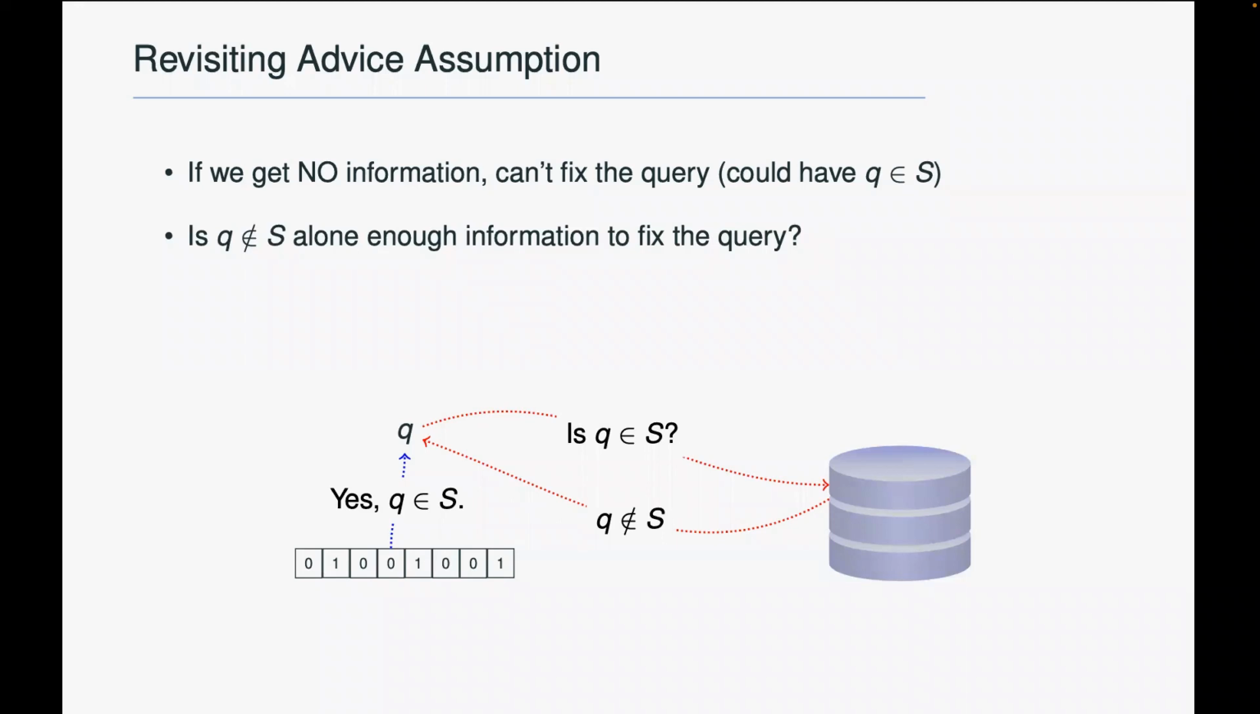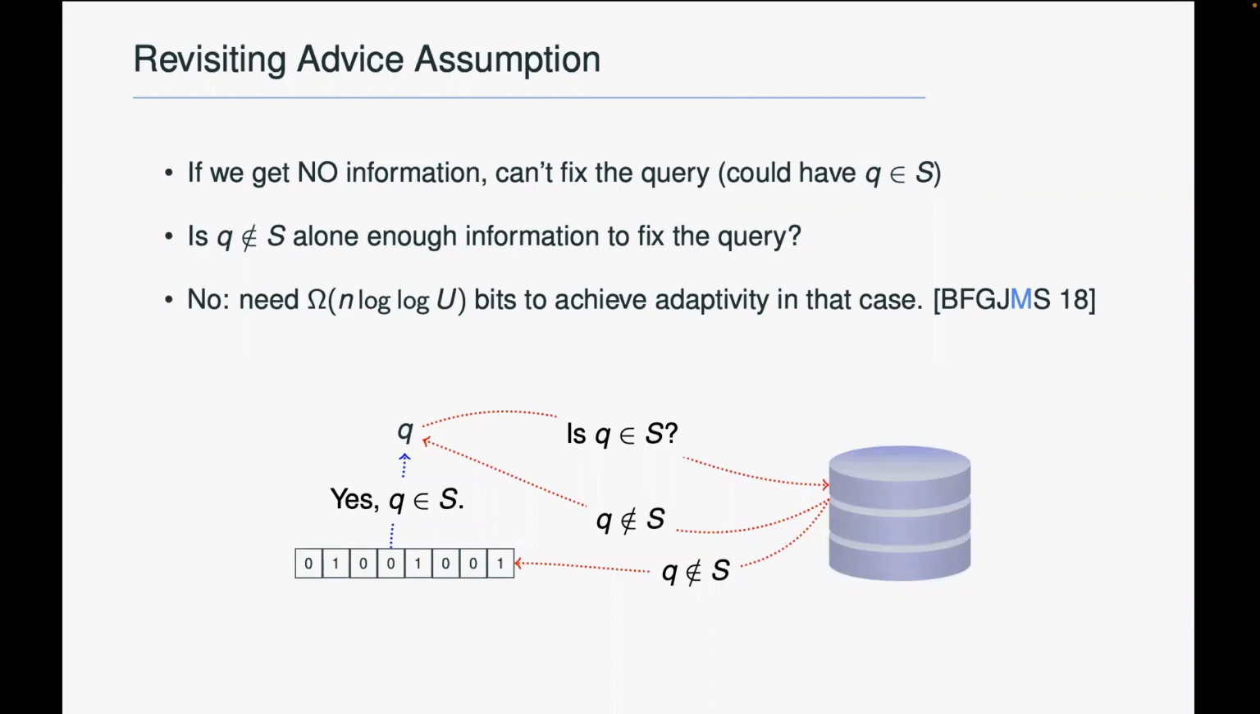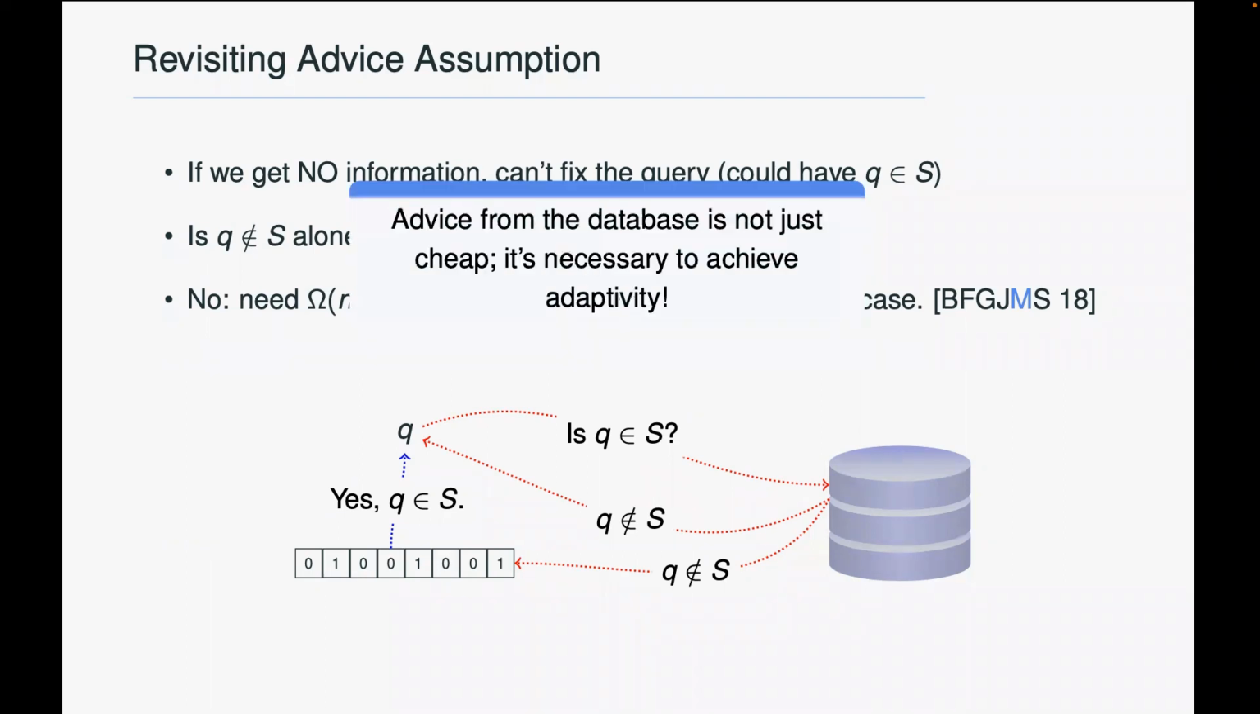Right, is Q not in S alone enough information to fix the query? So instead of doing this, we'd really like to do this and only give Q not in S to the filter. So the answer is no. One of the results in this paper is that if all you get is that Q is not in S, you don't get any other advice, then you need n log U bits to achieve adaptivity in this case. You need log U bits per element. And that's actually tight. You can actually meet that bound. So advice from the database, hopefully I convinced you a little bit that it's cheap because we're accessing the database anyway, but it's more than just cheap. It's actually necessary if you want to achieve adaptivity.